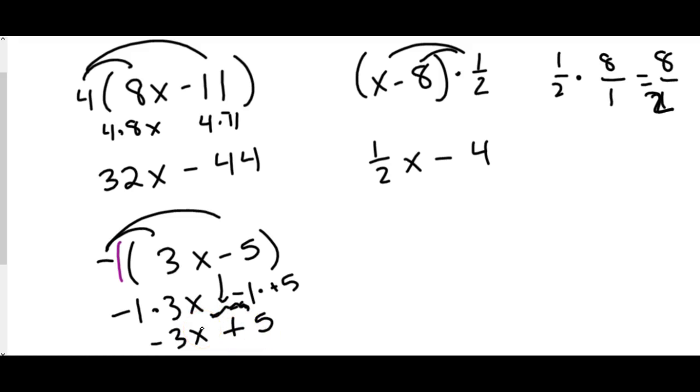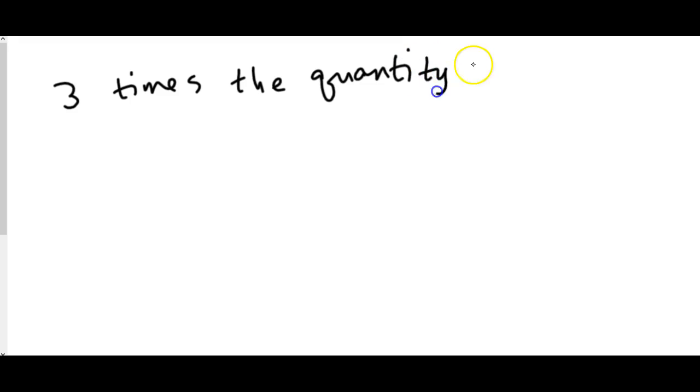So another thing they can do now is to write an expression in words that you have to figure out. So like 3 times the quantity x minus 4.